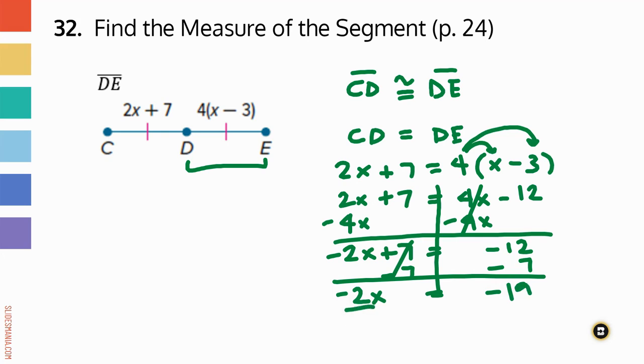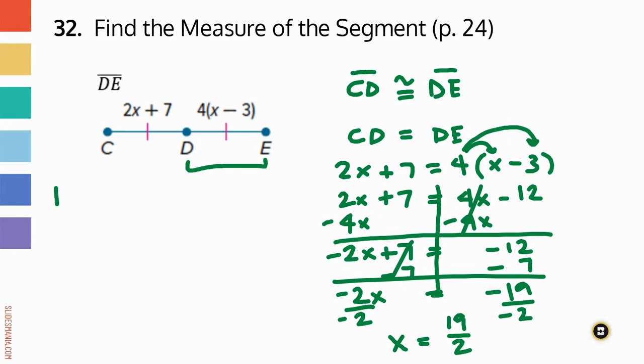And then last step is divide both sides by negative 2. And so I get x equals positive 19 over 2. Except they didn't ask us to find x, they asked us to find DE. So in order to find DE, I need to take my answer for x and substitute it.